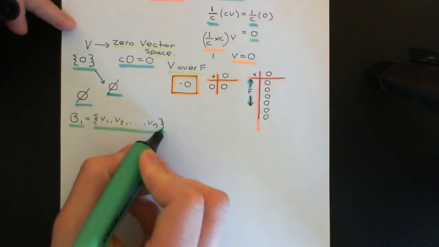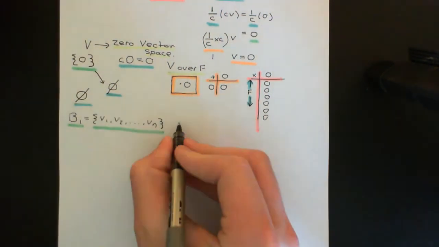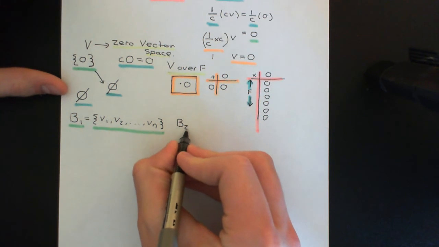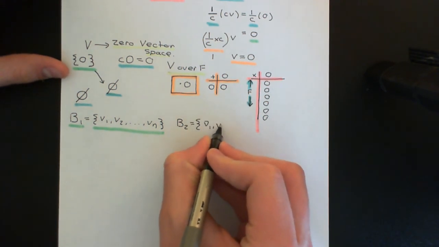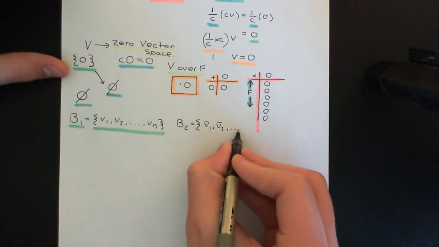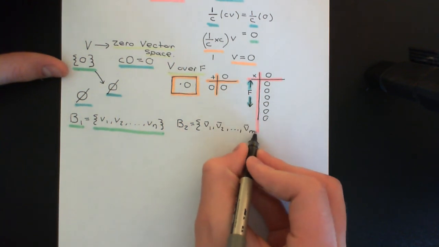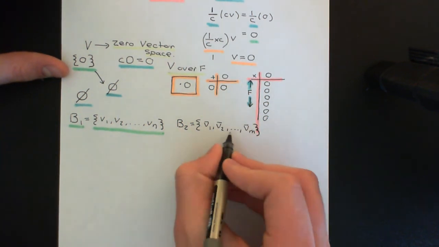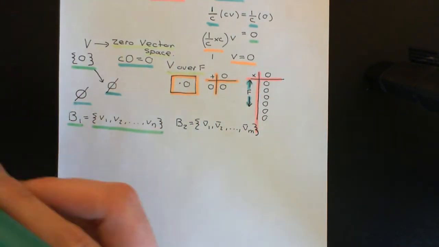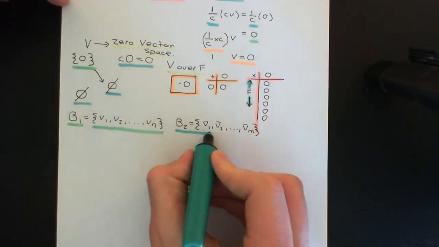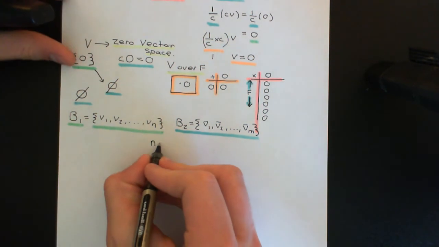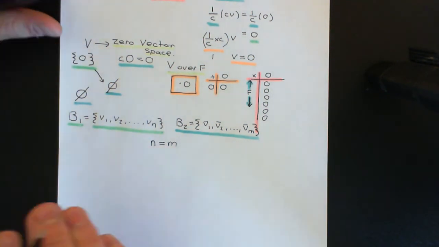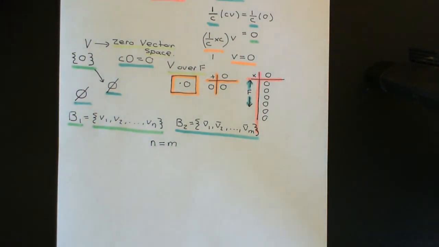So here's our first basis, and let's say we've also got a second basis here which we'll call B2, which will contain a bunch of vectors as well, V1 bar, V2 bar, all the way up to Vm bar. Well, my claim is that the number of vectors in B1 and B2, if they are bases of the same vector space, has to equal the same thing. Okay, so little n needs to equal little m. So all bases of a certain vector space are going to have the same number of vectors in them.